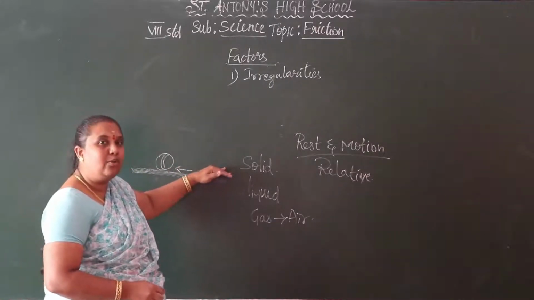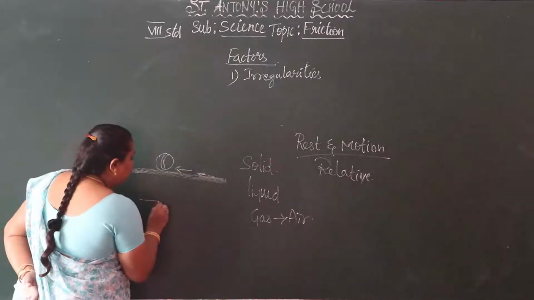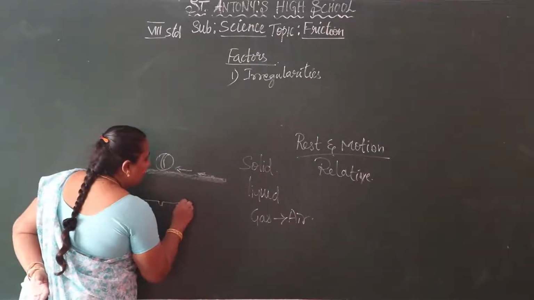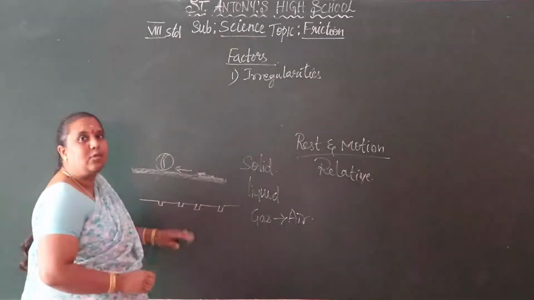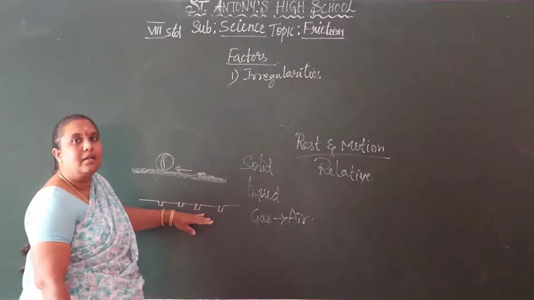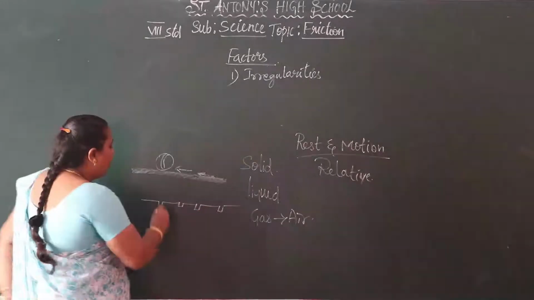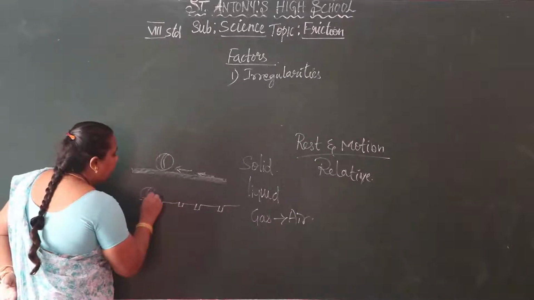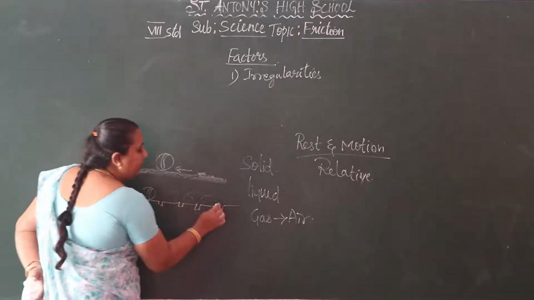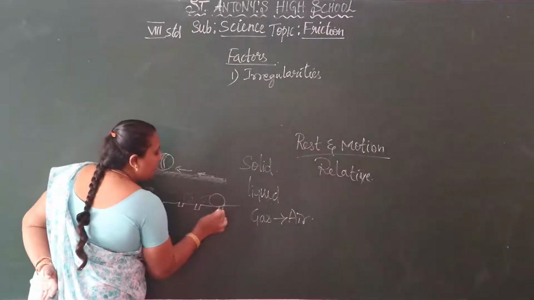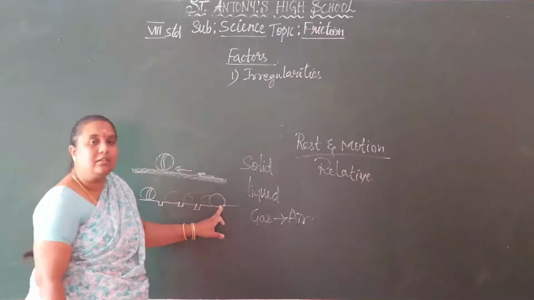If there is no level on the ground, it can be like this, some more unlevel ground. Here the ball is moving like this, rotating and coming like this. So it can be straight here, through the unlevel ground.